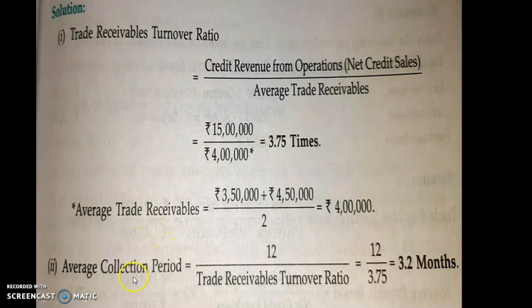Now they have asked to calculate the average collection period also. So what is the formula? They want you to calculate average collection period in months. So how many months? 12 months in a year, divided by what is your trade receivable ratio? It comes to 3.75. So dividing this, you will get 3.2 months. Okay. So this is your answer.